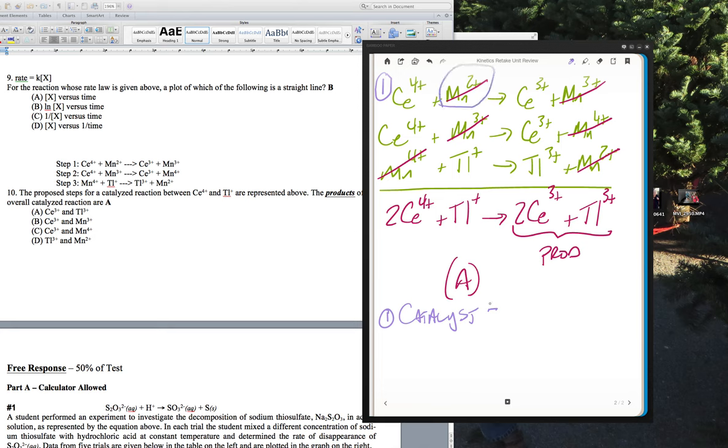Okay. Mn2 plus is a reactant in the first step, a product in the last step, and not in the overall equation. Okay?